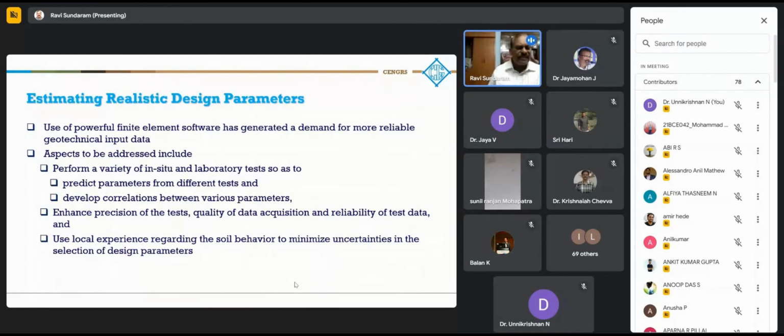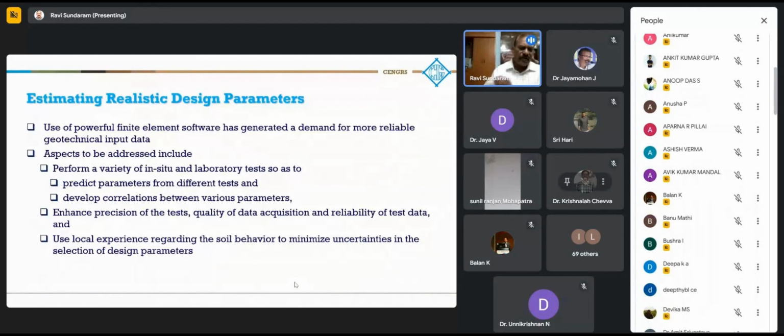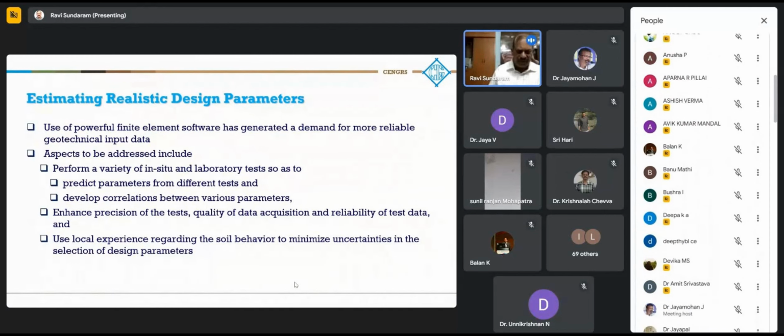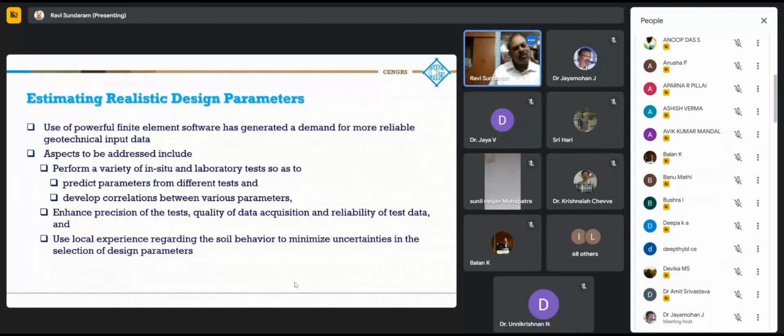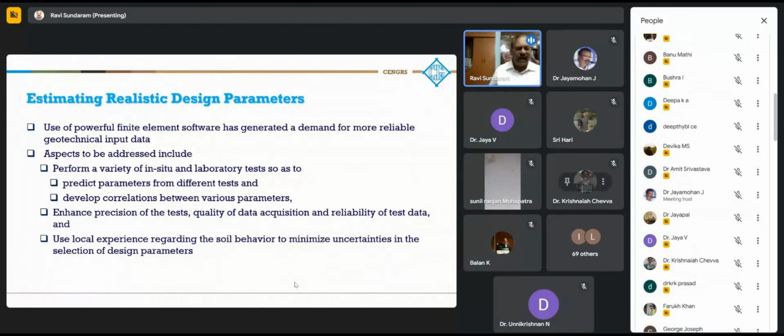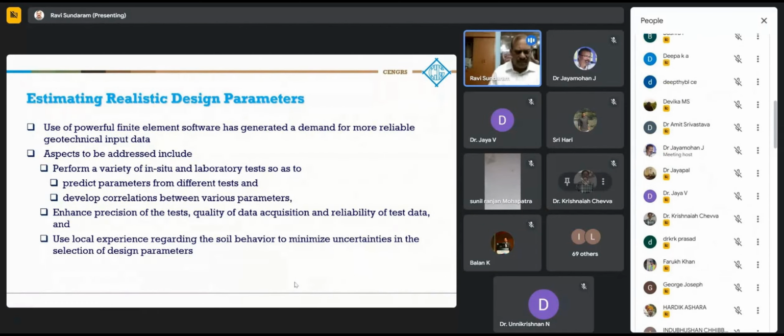So what are the aspects that need to be addressed here? You must perform a variety of in situ tests and laboratory tests, so that you can predict parameters from different tests, develop correlations between various parameters, enhance the precision of the tests, the quality of data acquisition, and the reliability of the data. And of course, the most important thing is to use local experience regarding the soil behavior to minimize the uncertainties in the selection of the design parameters.